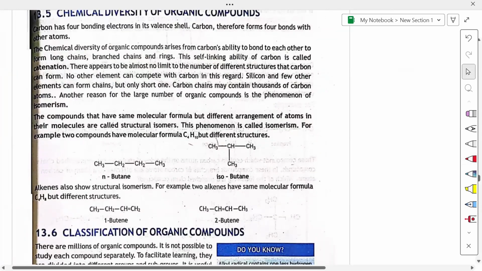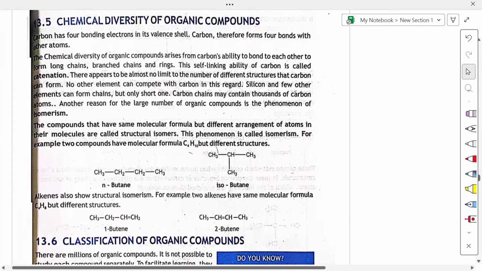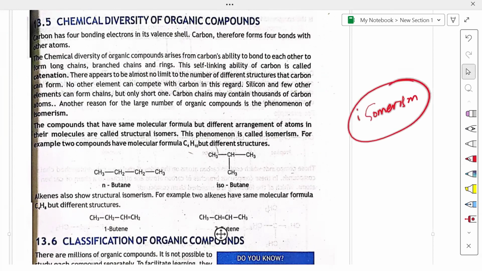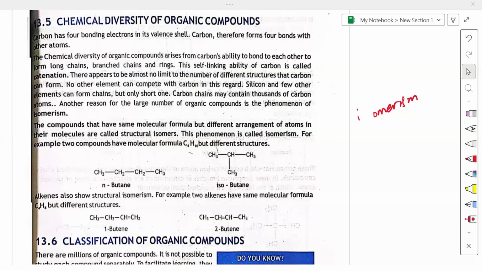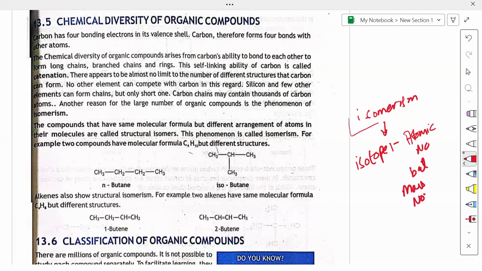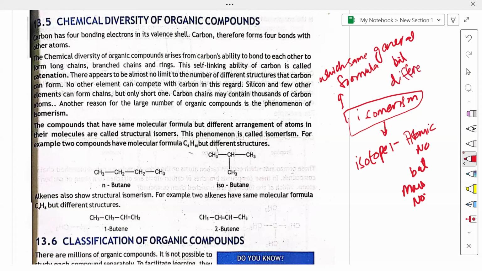Then the chemical diversity of organic compounds. In this we are going to discuss isomerism. Isomerism is like isotopes that we had. What were isotopes? Having the same atomic number but different mass number, right? Similarly, isomerism in organic chemistry is one which has the same general formula but different structural formula.